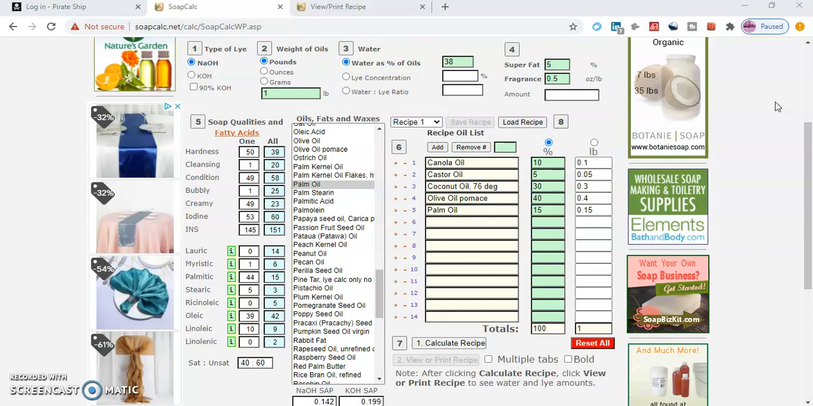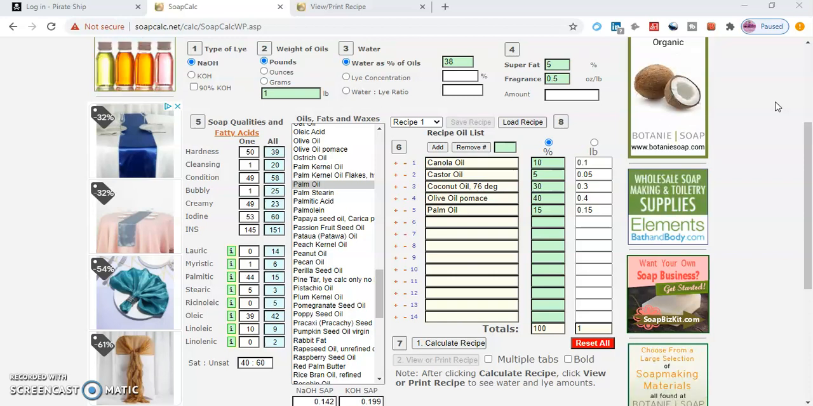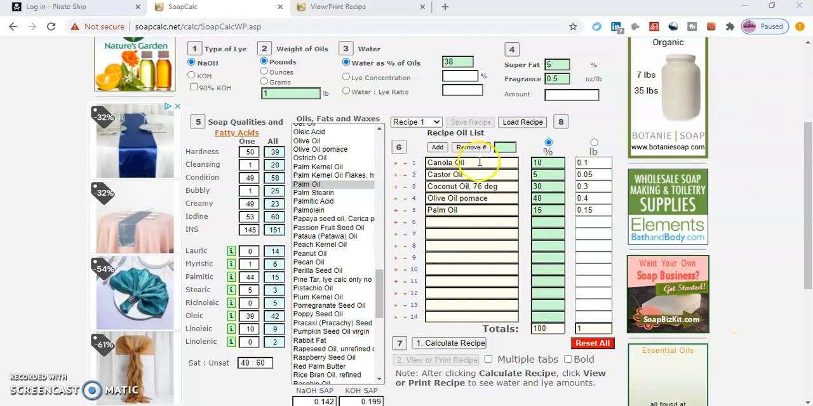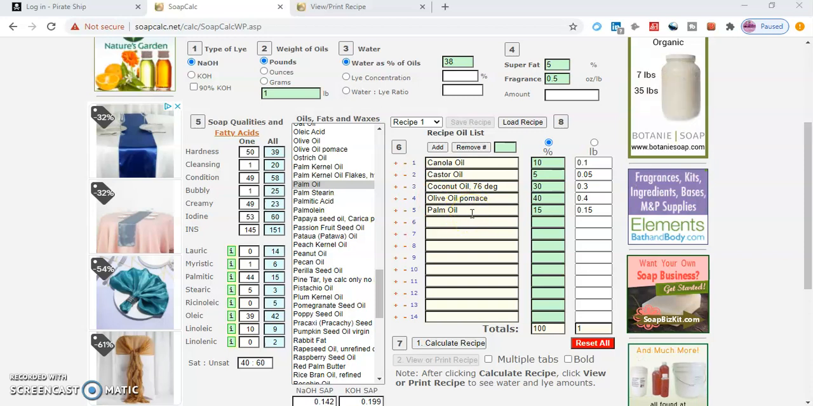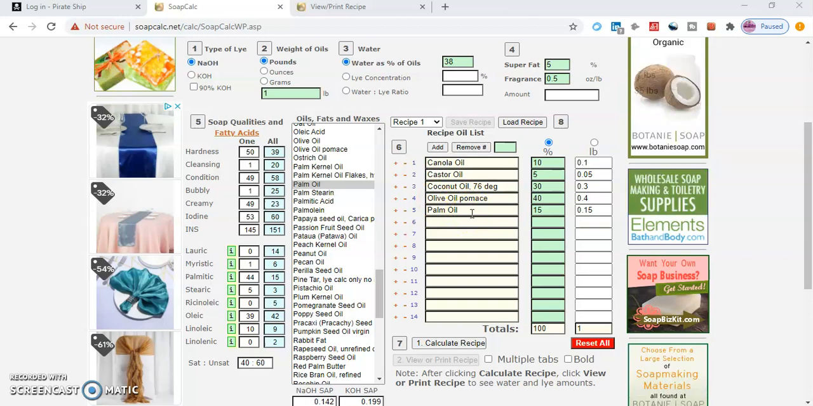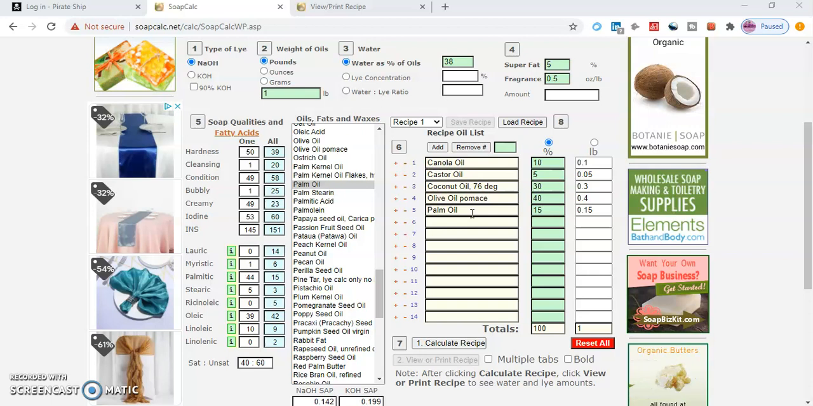Now, whenever you're making soap, one of the first things you want to do is decide what type of oils you want to use for your soap. For this sample recipe, we'll be using canola oil, castor oil, coconut oil at 76 degrees, olive oil pomace, and palm oil. After you decide what oils you want to use, you want to determine what your batch size is going to be.